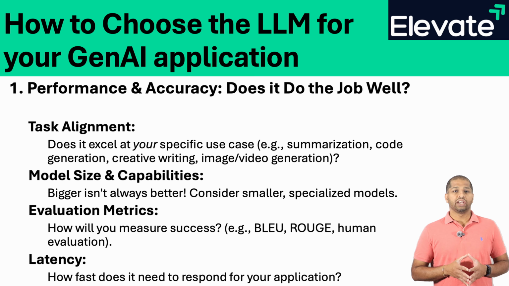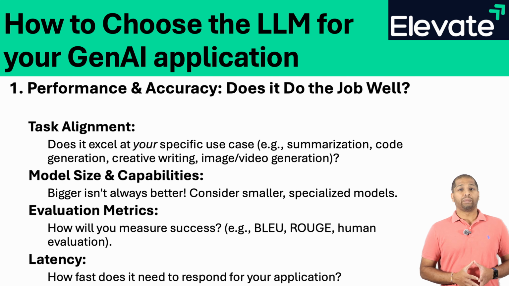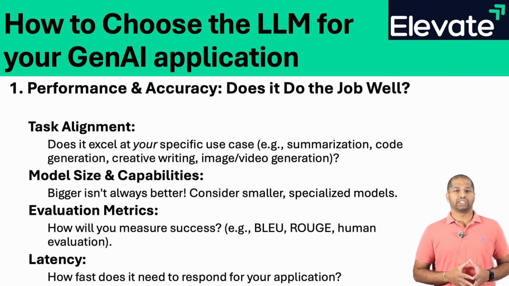Speaking of performance, how will you objectively measure success? This is where evaluation metrics come in. Are you looking at metrics like BLEU or ROUGE for text generation, or perhaps a human evaluation for subjective quality? Define these before you choose. And don't forget latency. How fast does the model need to respond? A chatbot needs near real-time responses, whereas a batch processing task might be more forgiving.